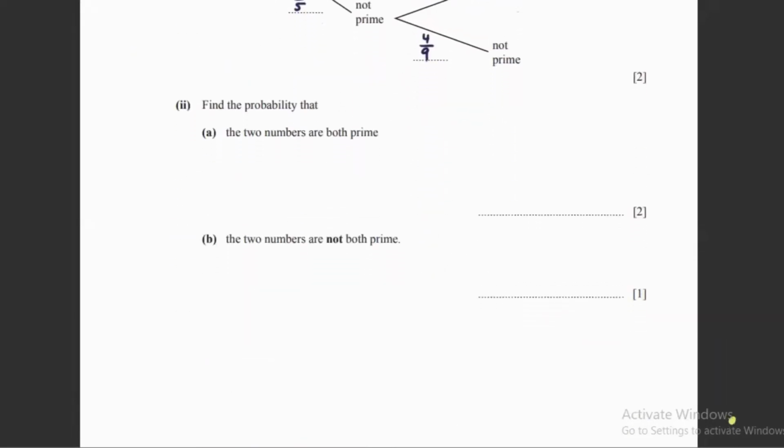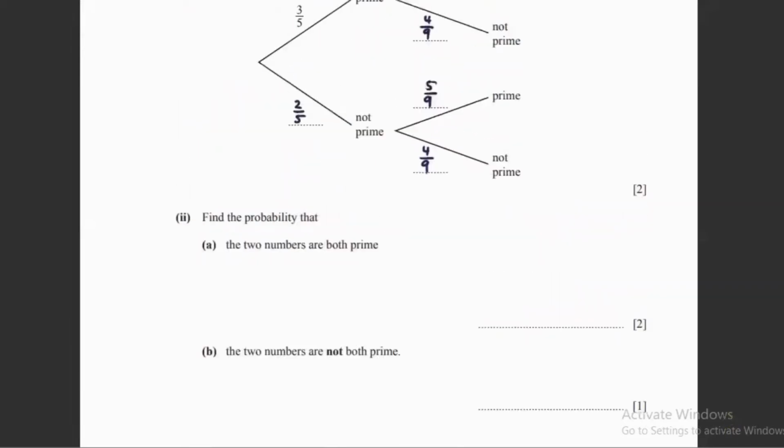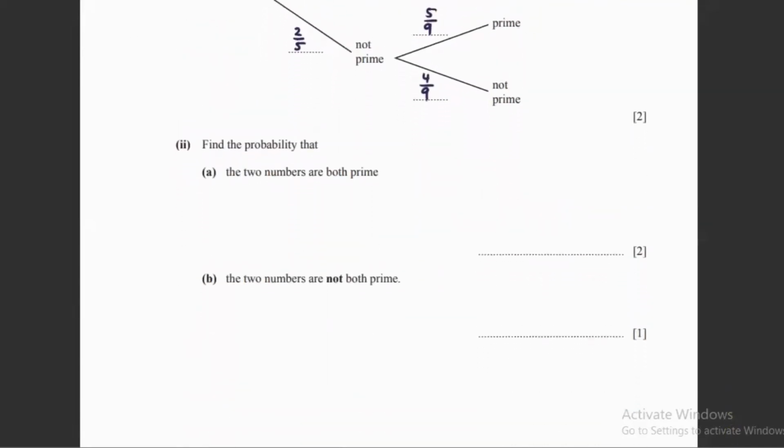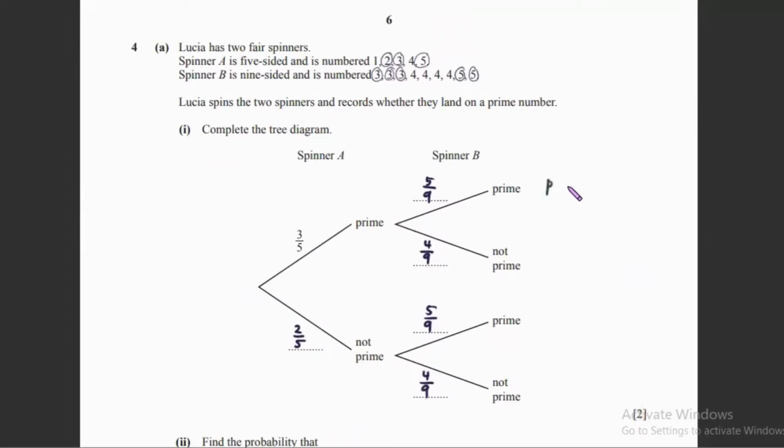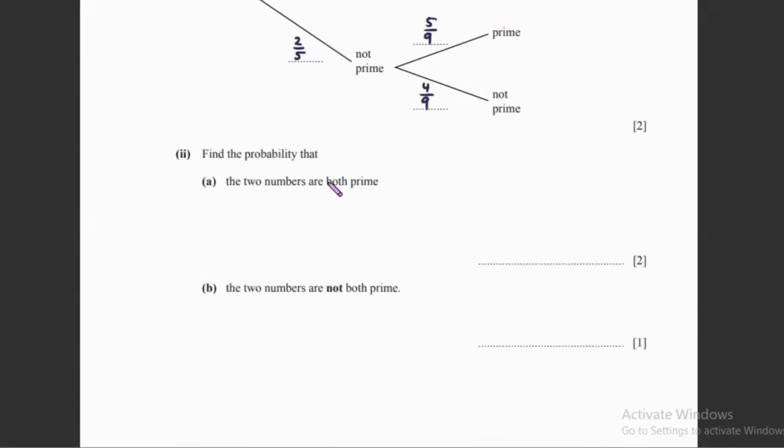The first question that is given to us after this tree diagram is that we need to calculate the probability that the two numbers are both prime. Both are prime means this is also prime, this is also prime. Prime and prime. So the two probabilities that we have written in the branches are 3/5 and 5/9. We simply multiply them together. So 3/5 and 5/9 we multiply together, and we can simplify.